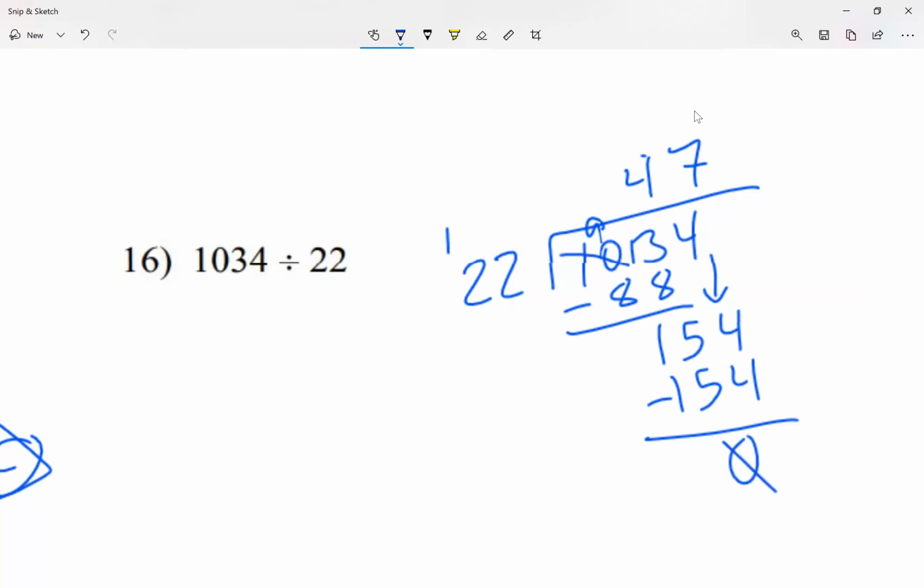My signs, when I look at my questions to begin with, they were both positive. All right, my answer is positive then. So my answer here is 47. 1,034 divided by 22, it's 47.